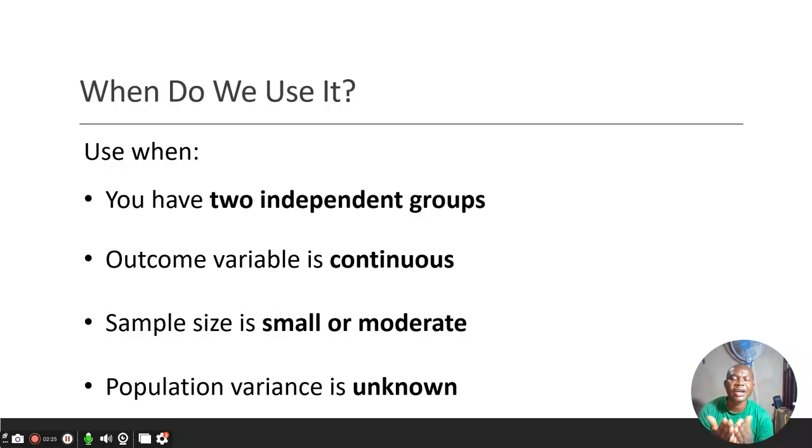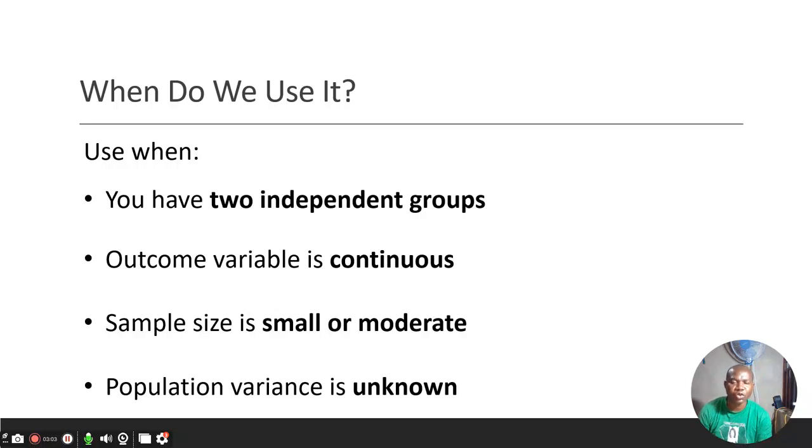Good. But when do we use the independent sample t-test? The first instance is when you are dealing with two independent groups and your outcome variable is continuous in nature. We don't use it for discrete probability. You can check some of my videos where I discussed the independent sample t-test and when it is actually appropriate to use it. So the sample size must be small, and your population variance must be unknown. Usually when we say sample size must be small, we speak with reference to 30 and below.